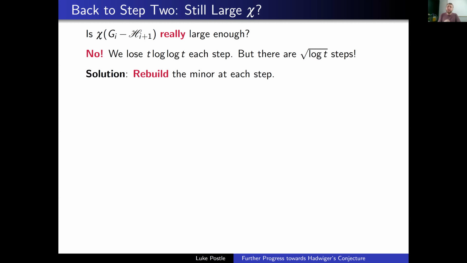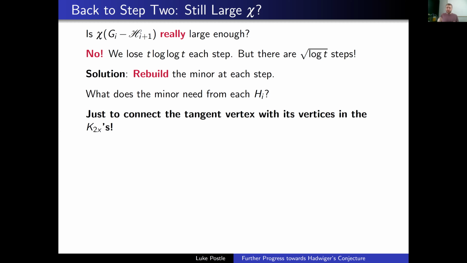The solution is you rebuild the minor at each step. So this is nice. Because what does the minor need from each H_i, right? I think of these parts of the minor, the H_i. What do they really need from the minor that we're trying to build? Well, you want to keep the tangent vertices, right? You want to keep that one vertex in the future to keep building. But besides that, you really just want to keep your connection to those small graphs. You just want to keep some of these T_{ij}s because that's what gets you the adjacencies, these small complete minors.